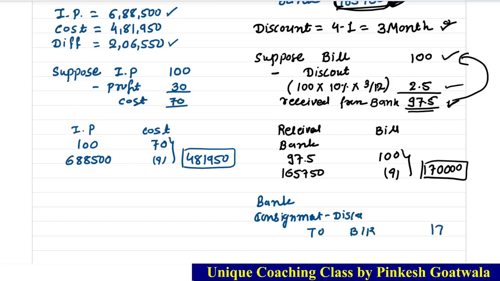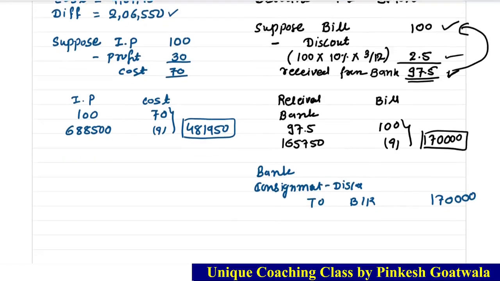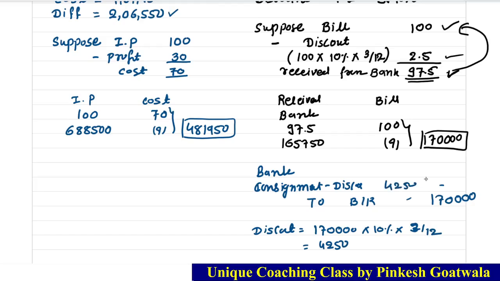So here we have a BR 170. Okay, and what will be discount? Just find out the discount here. Discount કેટલું આવશે? તો 170 ની bill છે, 10% interest છે અને 3 months નો discount calculate કરવાનું છે. So here you will get discount 4250. So how much you received from bank? 170 માંથી 4250 less કરો, so 165750 આવશે and you can tally the amount. Look at the amount પણ tally થઈ જશે.